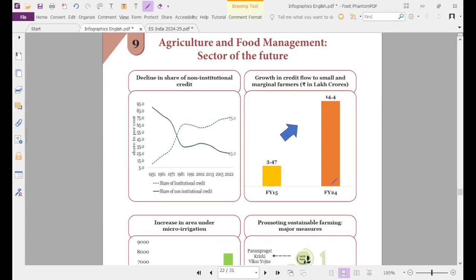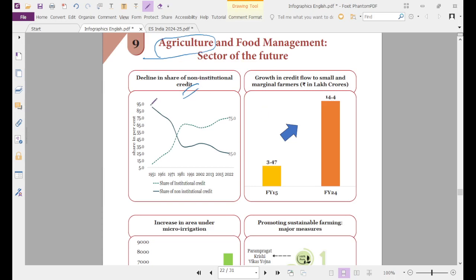In the ninth chapter, we will talk about agriculture and food management. This is a very crucial sector. The whole economy rests on it. It has been performing very well in this economic survey. It is also observed that the agriculture sector has been a foundational support to economic activities in India. Next, the decline in the share of non-institutional credit.